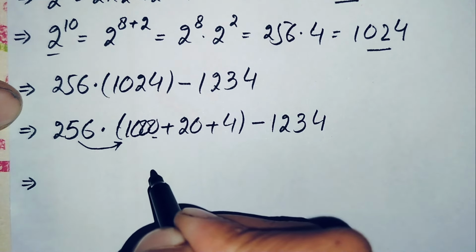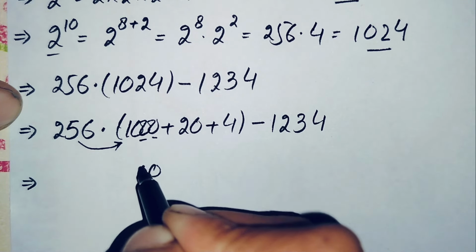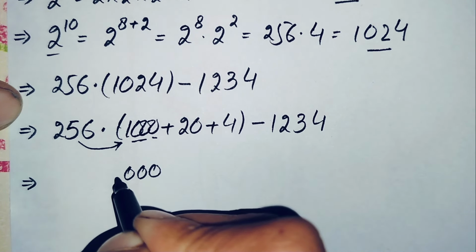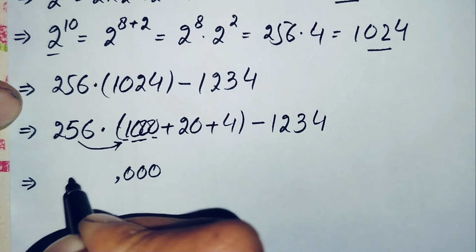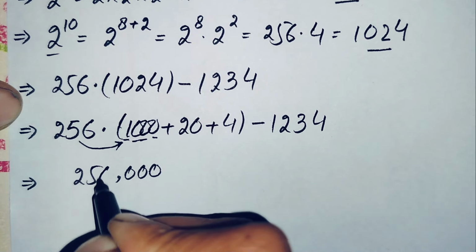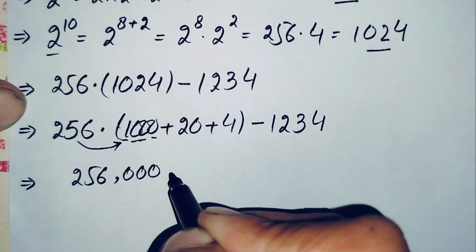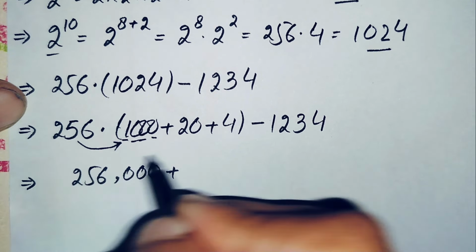256 times 0 is 0, 256 times 0 is 0, 256 times 0 is 0, and 256 times 1 is 256. So this gives us 256,000, plus you multiply this number with 20.